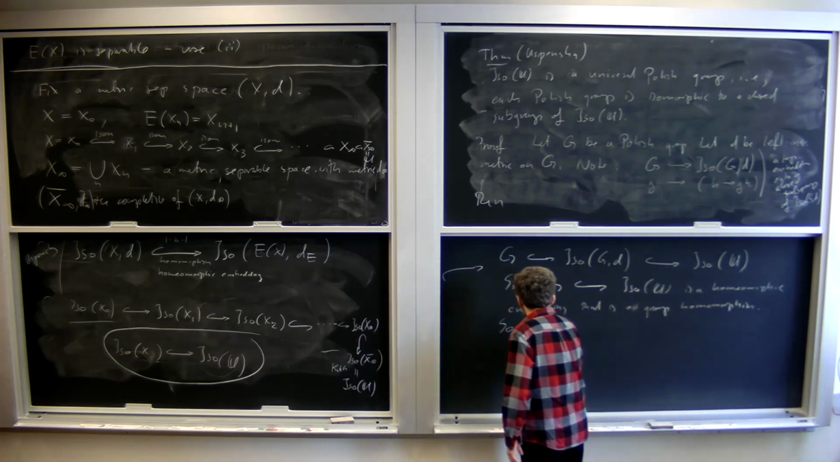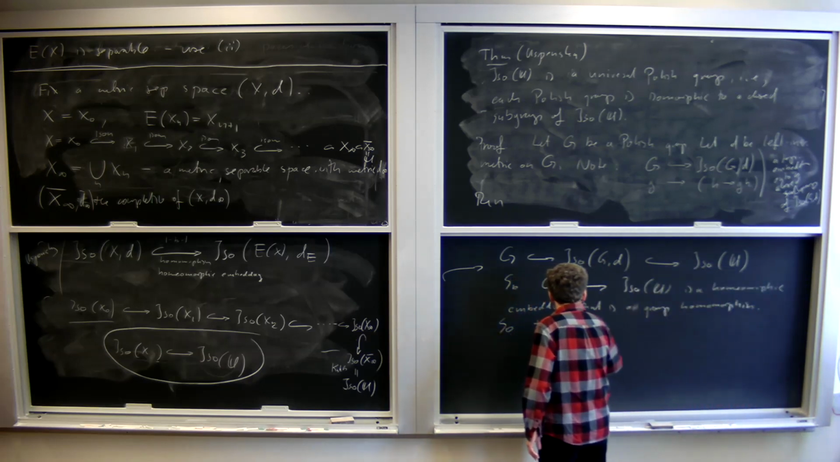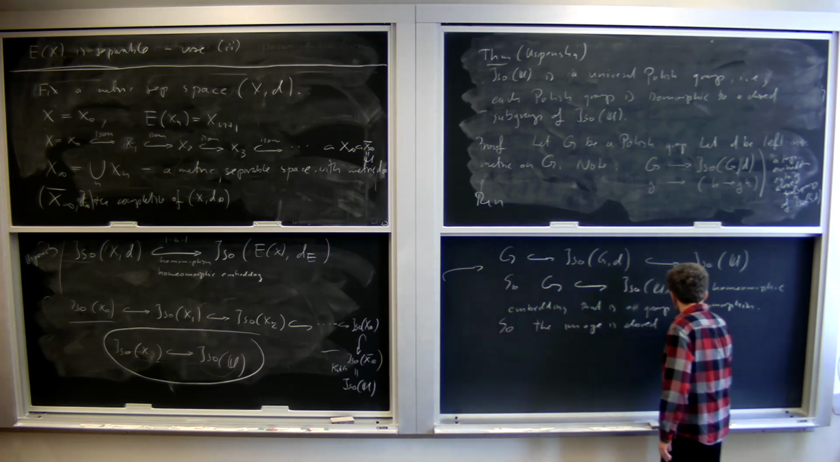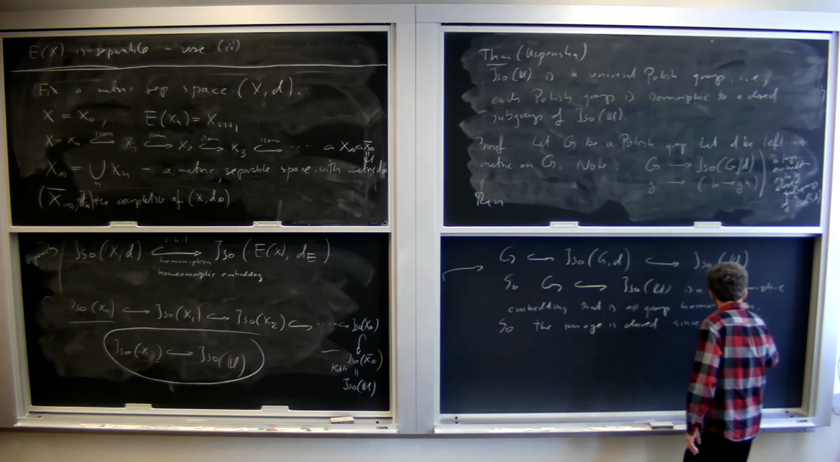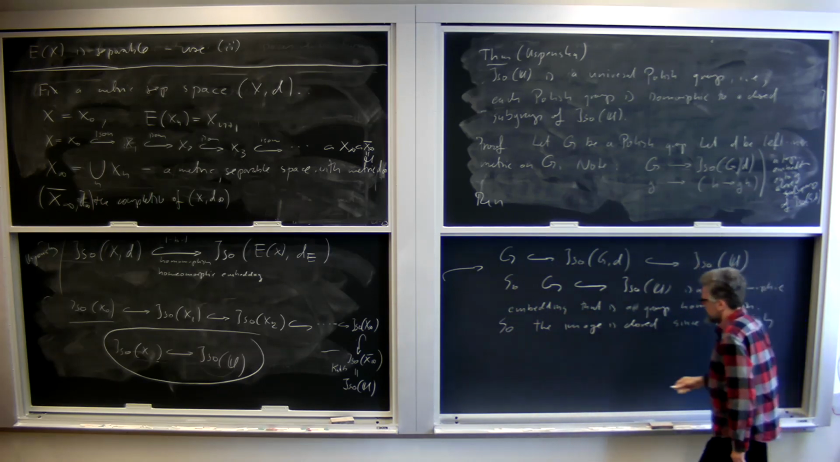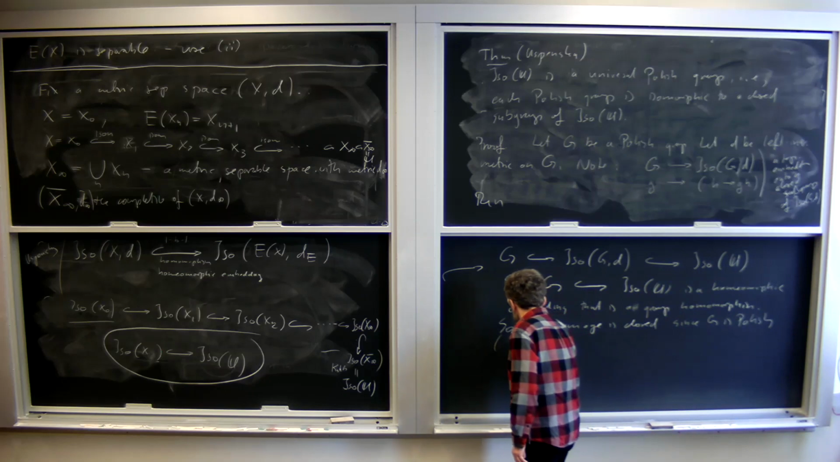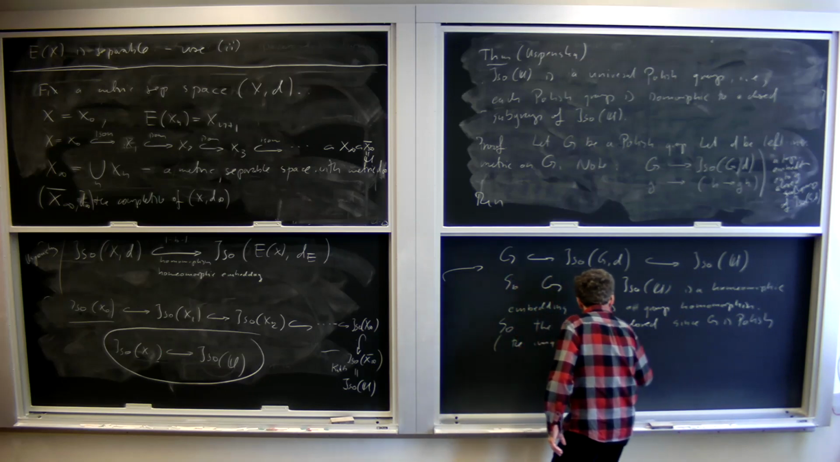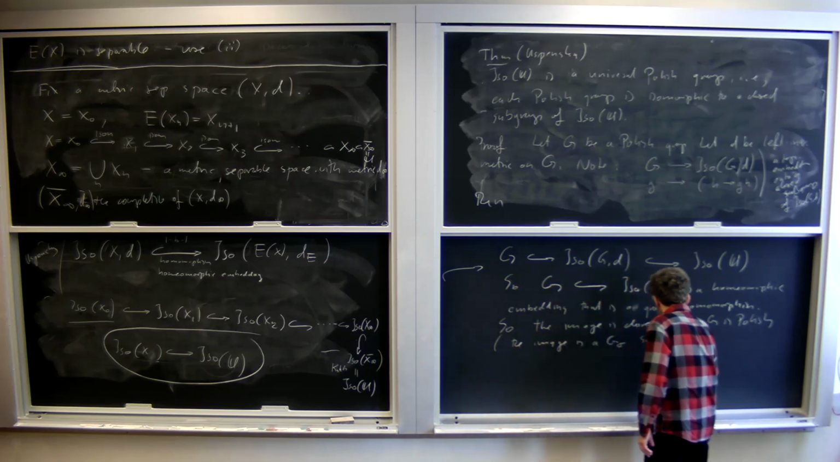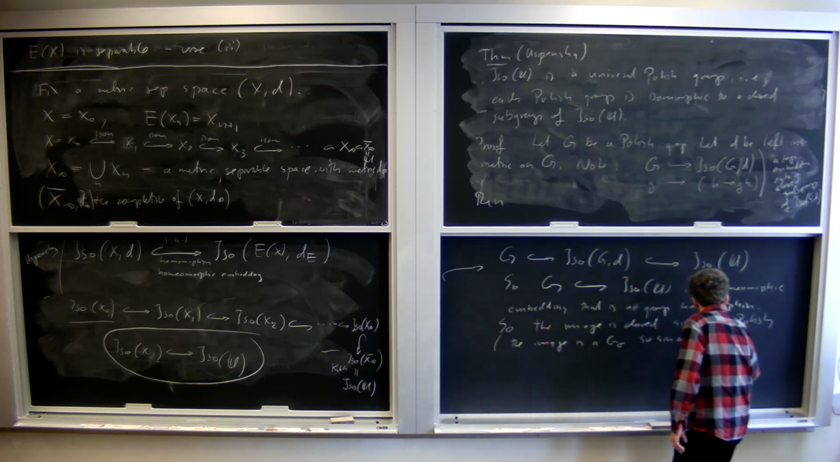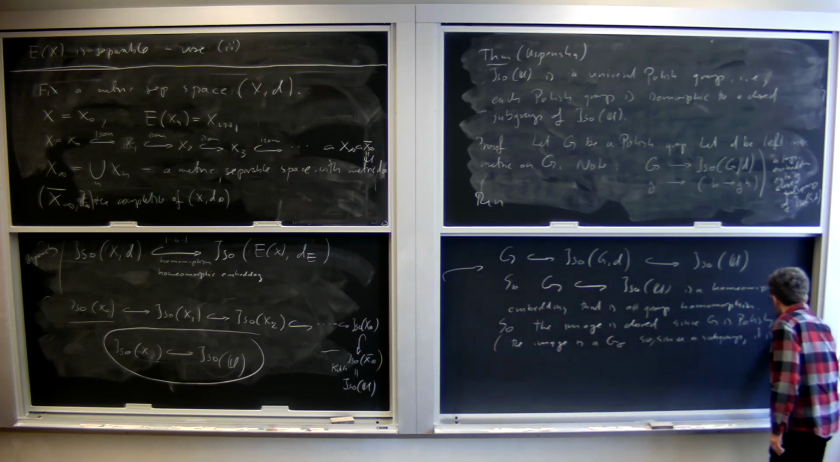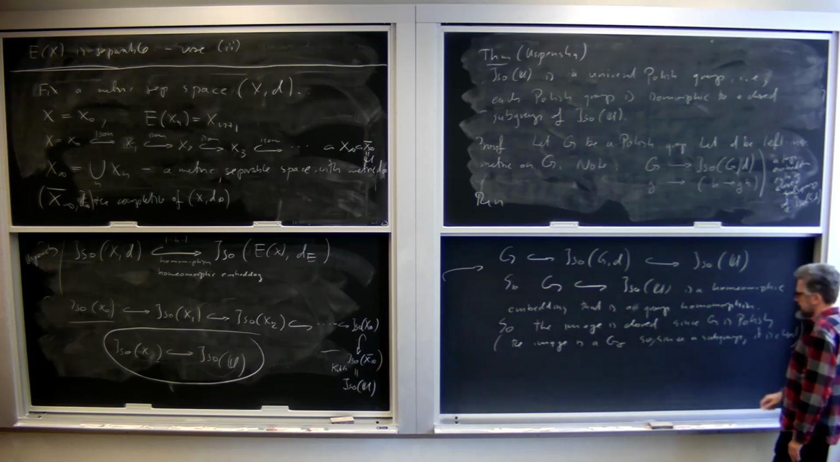So notice, the image is closed, since it's a G delta. So this is a subgroup. It's closed. Okay. We are done.